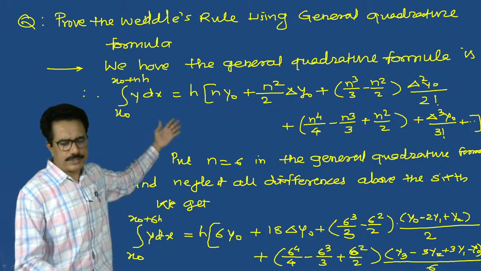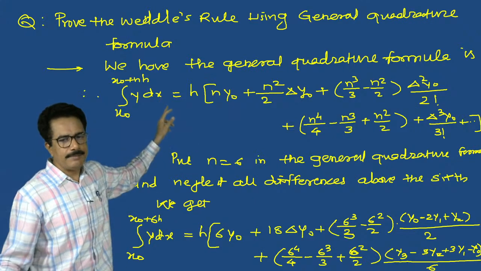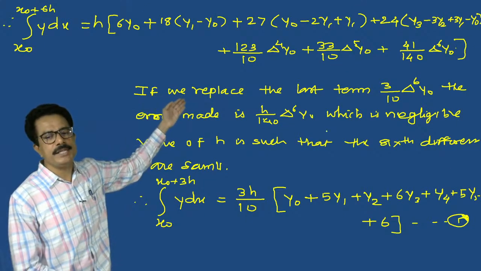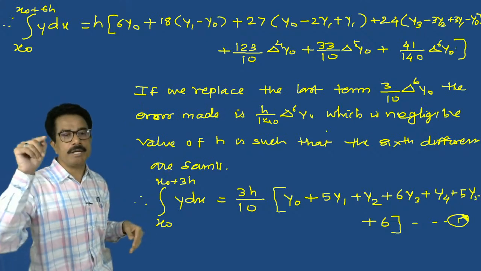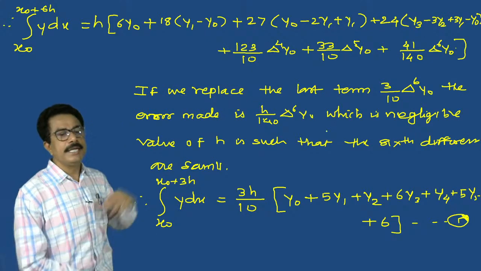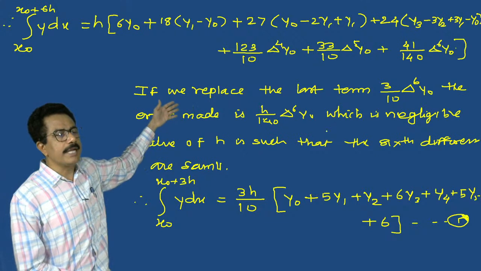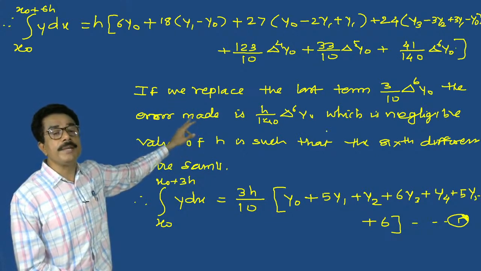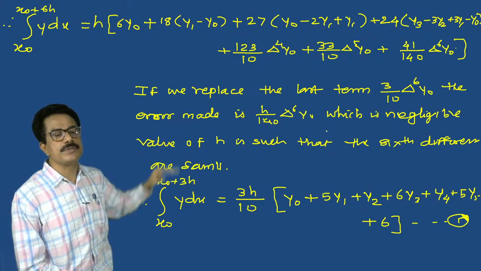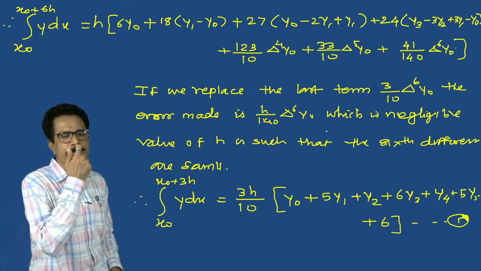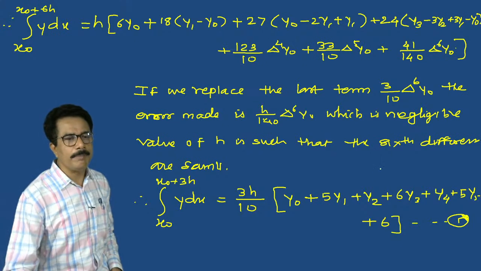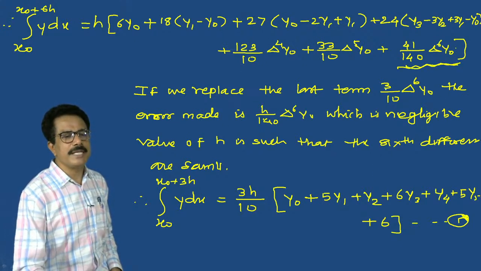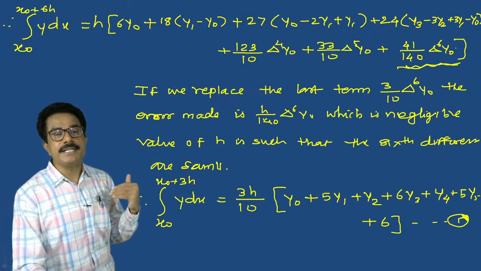मग n is equals to 6 ठेवा. त्यानंतर पहा, if we put n is equals to 6, then we will get this expansion up to the delta 6. तुम्हाला कुठपर्यंत लिहावा लागणार आहे हा फॉर्म्युला? delta 6 पर्यंत. Then we will replace 3 by 10 into delta raised to 6 y0. ही approximate value replace केली. We have replaced this approximate value. 3h by 10च का replace केलं?